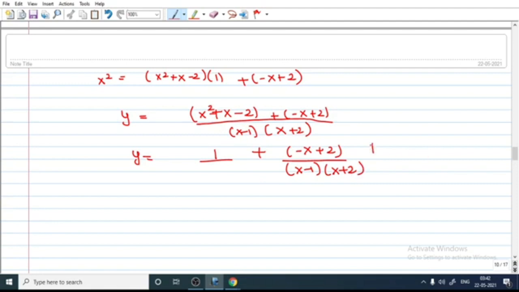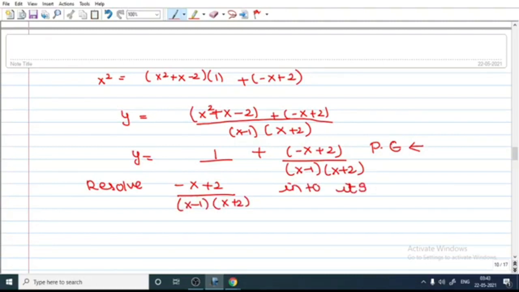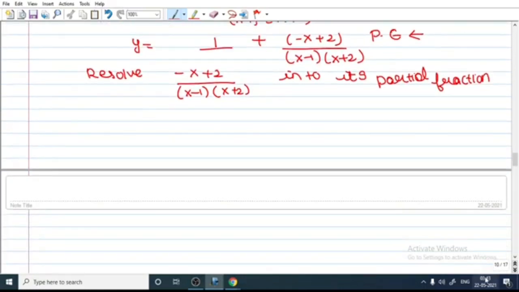Now this is what? A proper rational expression. Now what can we do? Resolve. Now resolve what? Here we are going to resolve this thing, not y. We are going to resolve minus x plus 2, the whole upon x minus 1 into x plus 2, into its partial fraction. So if we do that, what are we getting?